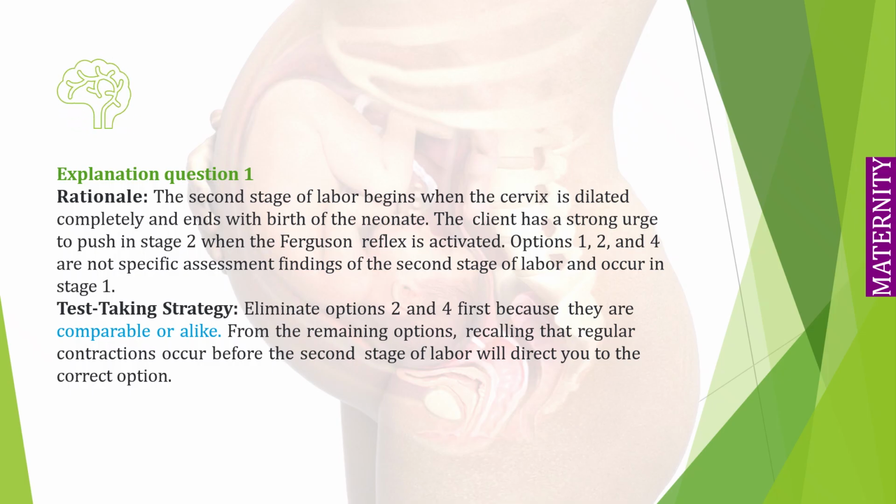Test-taking strategy. Eliminate options 2 and 4 first because they are comparable or alike. From the remaining options, recalling that regular contractions occur before the second stage of labor will direct you to the correct option.